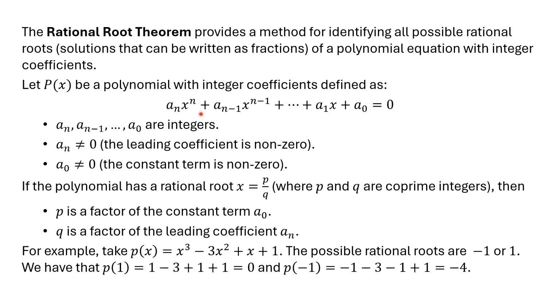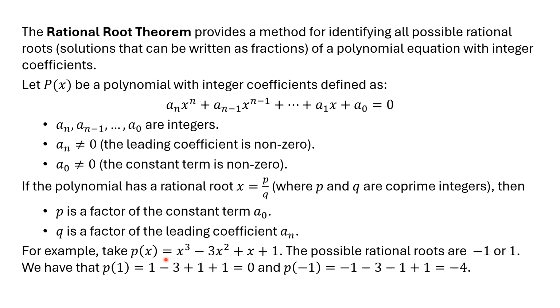We set it equal to 0, and we'd like to know what the roots are. The conditions are that each coefficient here is an integer. The first coefficient, a sub n, is not 0, and the other ones can be. If the polynomial has a rational root, x equals p over q, where p and q are coprime integers, or relatively prime, then p is a factor of the constant term, and q is a factor of the leading coefficient a sub n. So this gives us a way of reducing the number of things we need to check to see if we have a rational root.